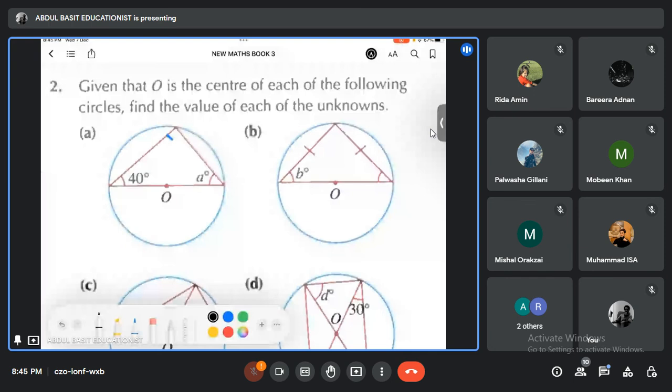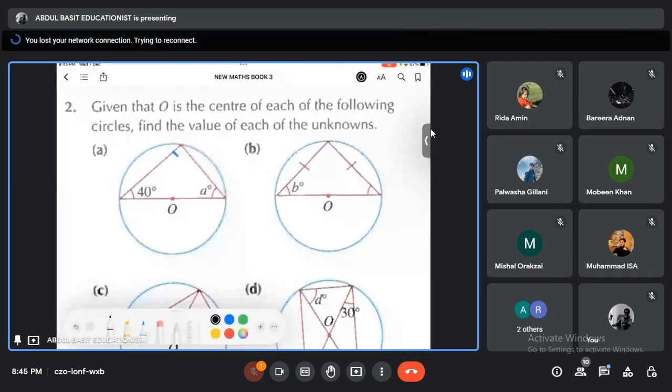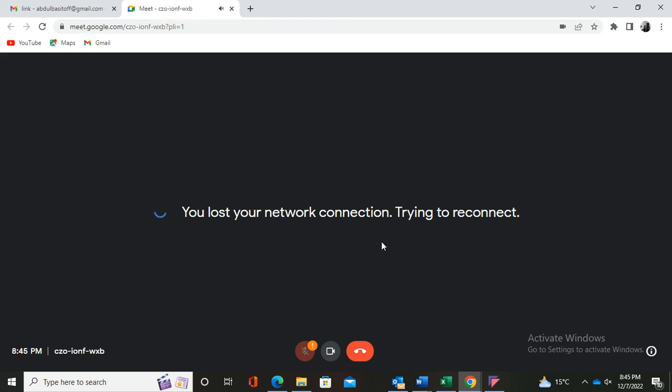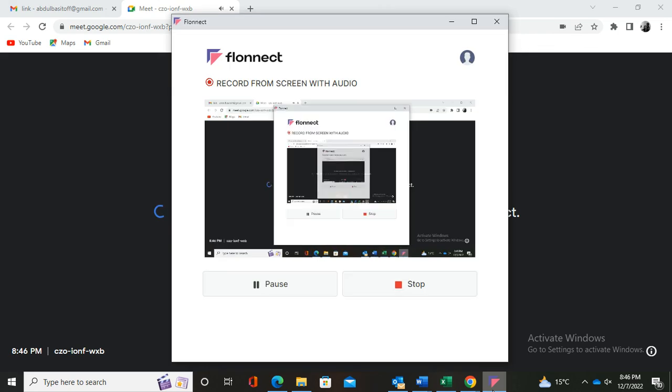Angle in a semicircle is 90 degrees. So A would be what? 50. Because total triangle is 180, but the circle is 90 divided by 2, which is 45. Yes or no? Sir, this is 50.